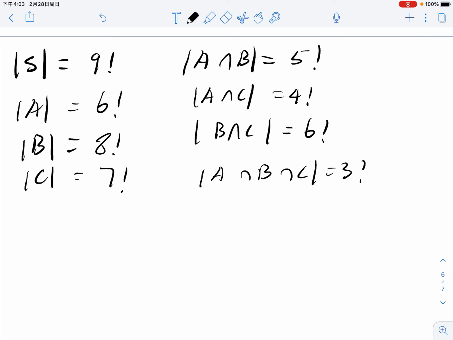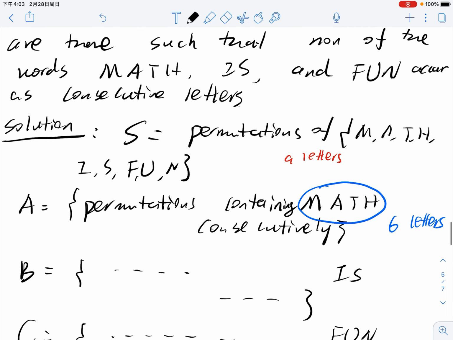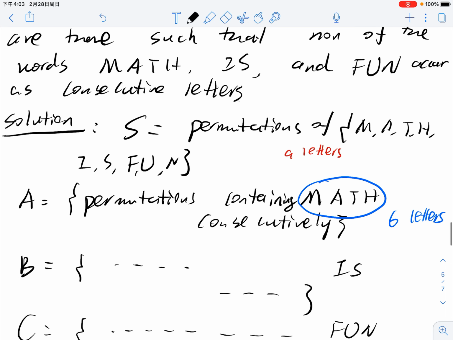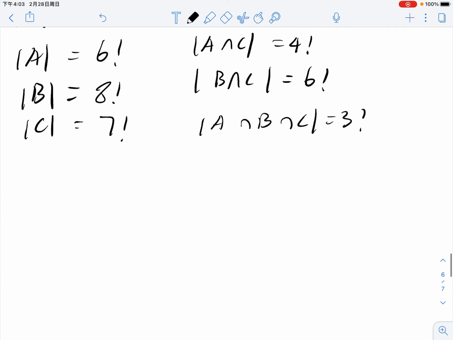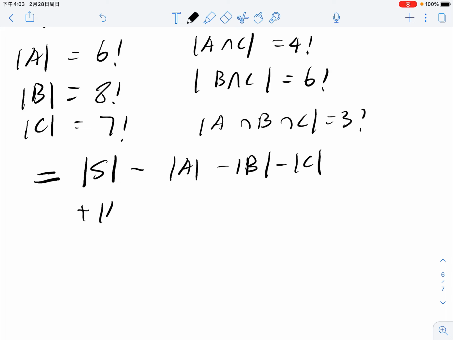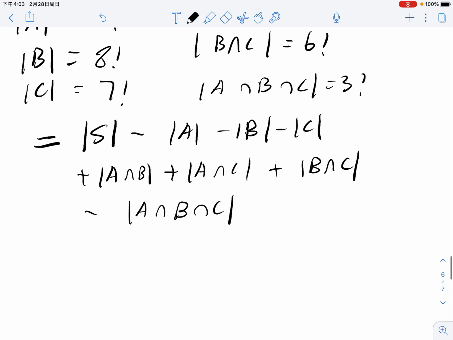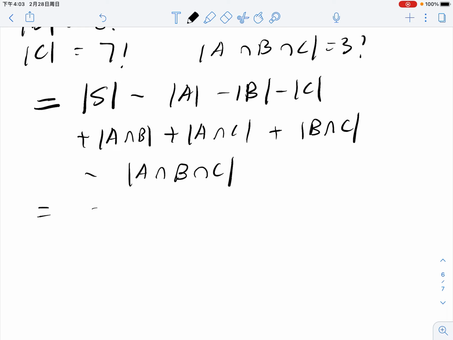Okay, then the number of permutations asked by the question is, by the formula, cardinality of S minus cardinality A minus cardinality B minus cardinality C plus A intersection B plus A intersection C plus B intersection C minus A intersection B intersection C. So you can plug in.